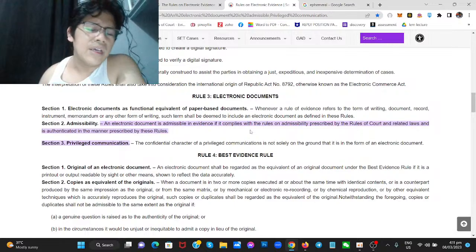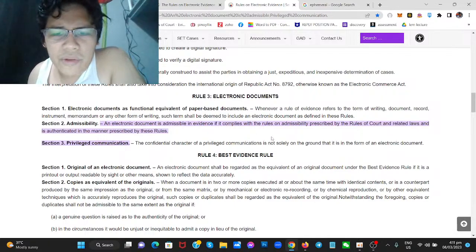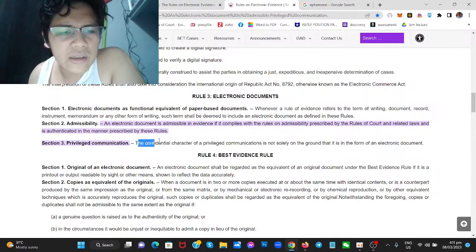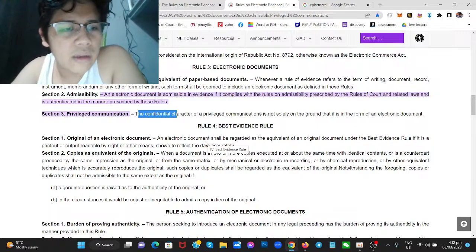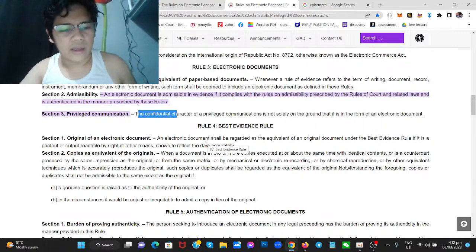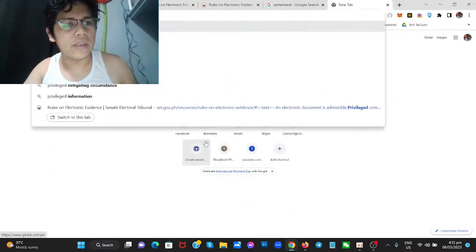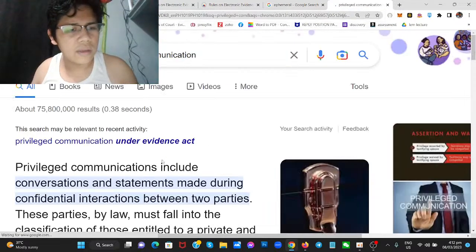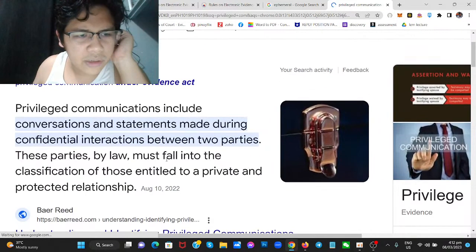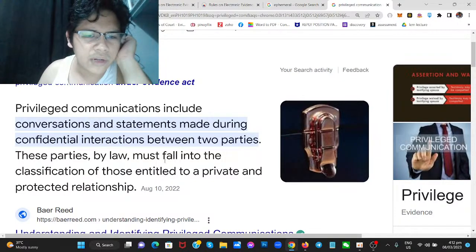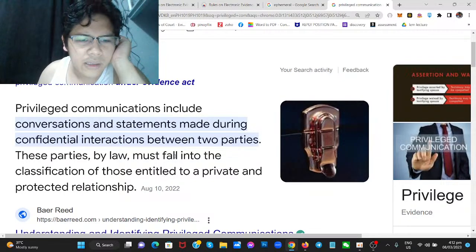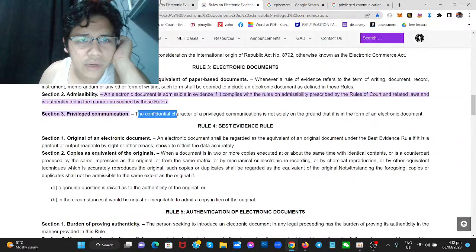Privileged communication, it's of a confidential character. Privilege is not lost solely on the ground that it is in the form of an electronic document. Okay, still of a confidential character, which things should not be recorded. Let's define privileged communication: conversations made during a confidential interaction between two parties, parties who by law must fall into a classification entitled to a private and protected relationship.